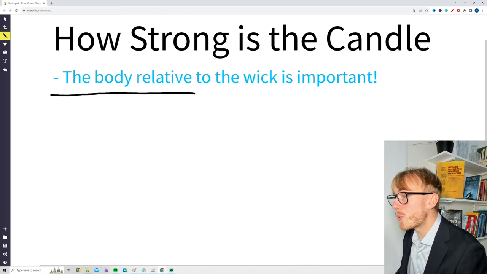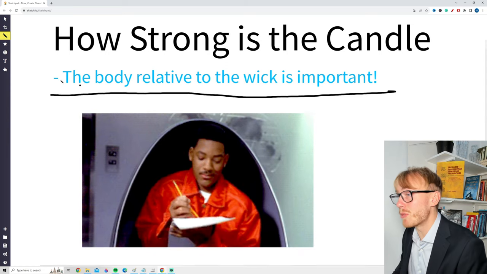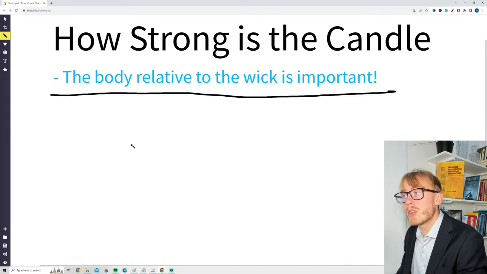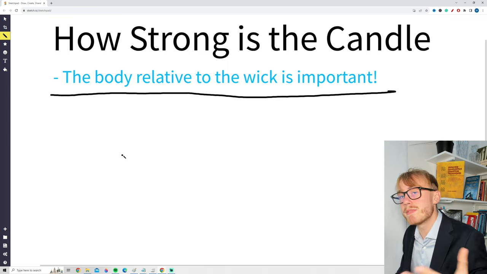And this leads to an important insight that, feel free to write this down: the body of the candle relative to the wick is very important.